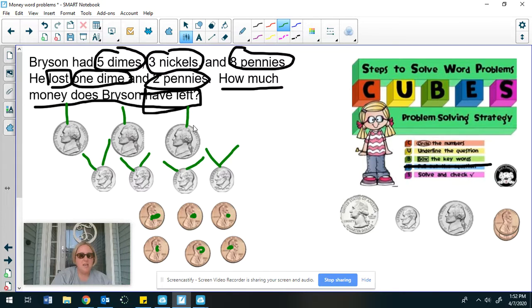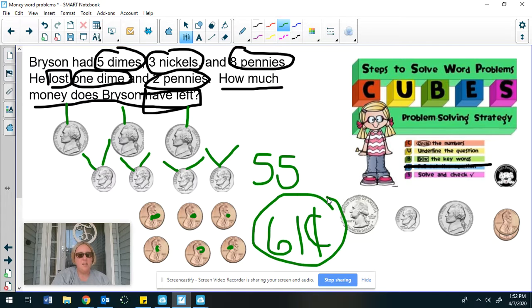5, 10, 15, 20, 25, 30, 35, 40, 45, 50, 55. So with the hairs, I have 55. Now I need to keep counting for my freckles. So I start at 55 and count by 1. So 56, 57, 58, 59, 60, 61. So Mason has 61 cents left. That would be my answer.